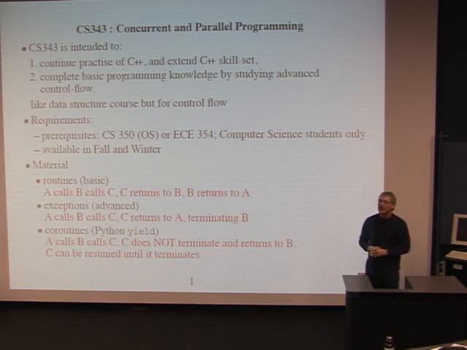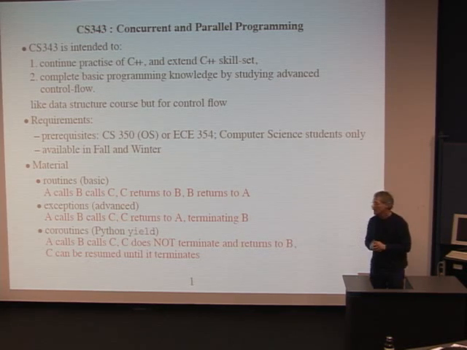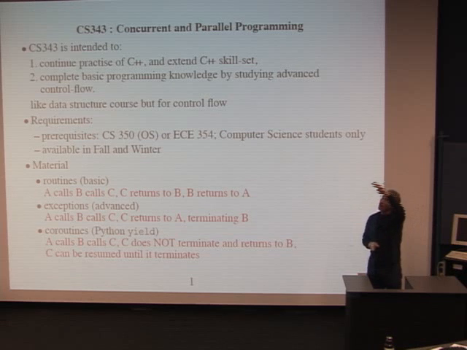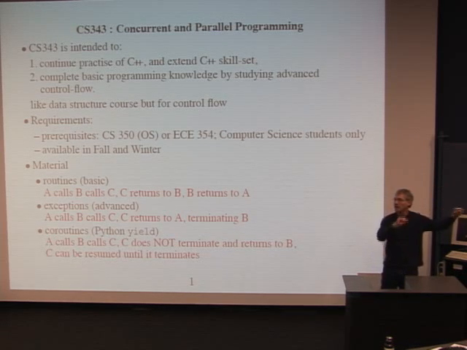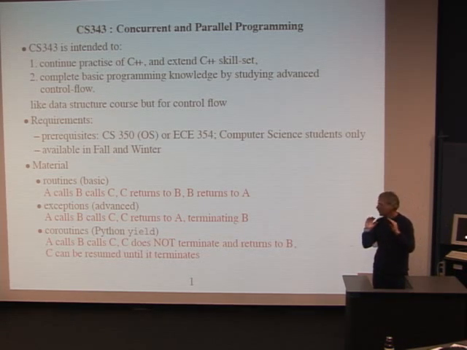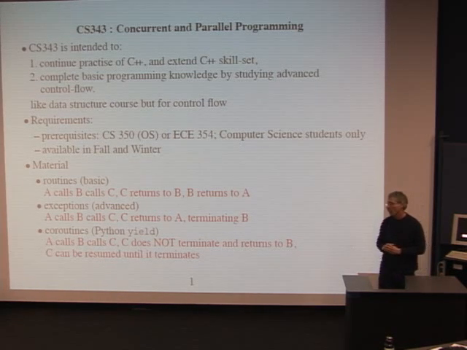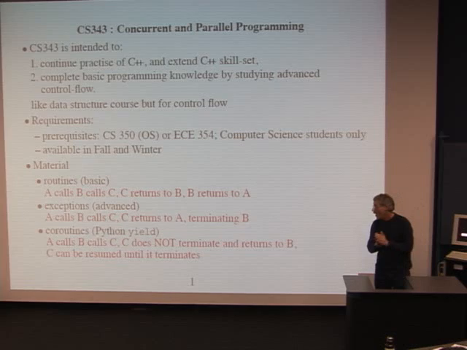So then what we're going to do is we're going to talk more about advanced kinds of control flow. So let's start with something called exceptions. In that scenario you have A calls B, B calls C, and C jumps all the way back to A, terminating B in the process. All right? And so there's many, many interesting things that you can do with this kind of advanced control flow.